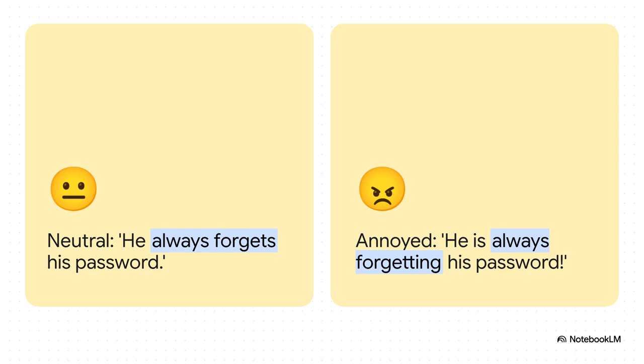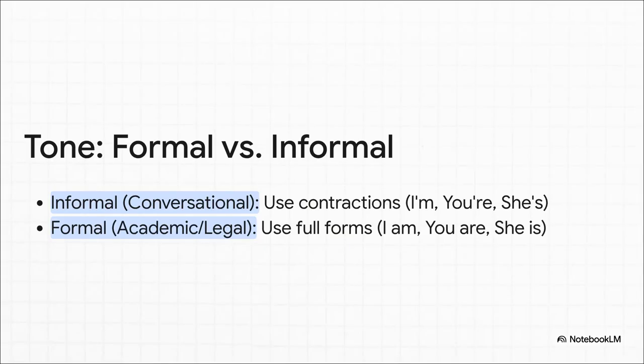The one on the left, "he always forgets his password," is just a neutral fact. No big deal. But the one on the right, "he is always forgetting his password," suddenly becomes a complaint. You're not just stating a fact anymore. You're expressing how annoyed you are about it. See the difference?